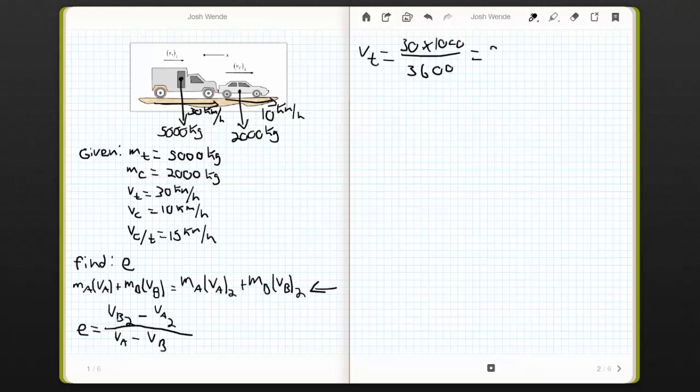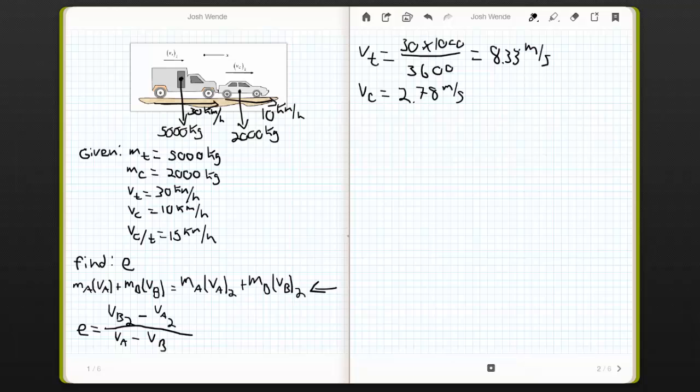And that's going to equal 8.33 meters per second. Now do the same thing with the velocity of the car, and that ends up equaling 2.78 meters per second.